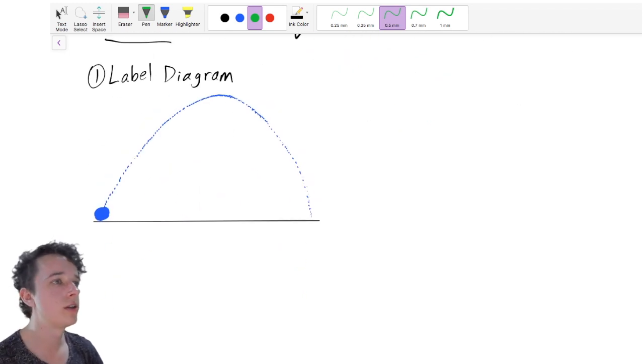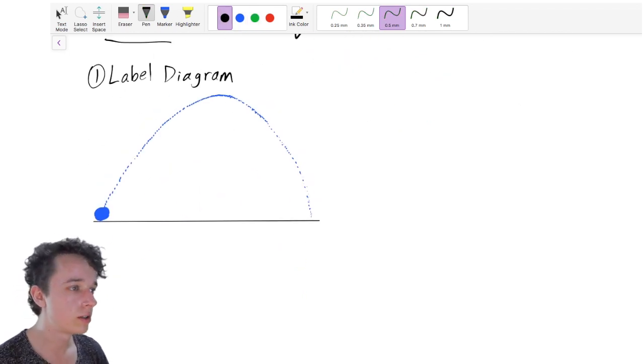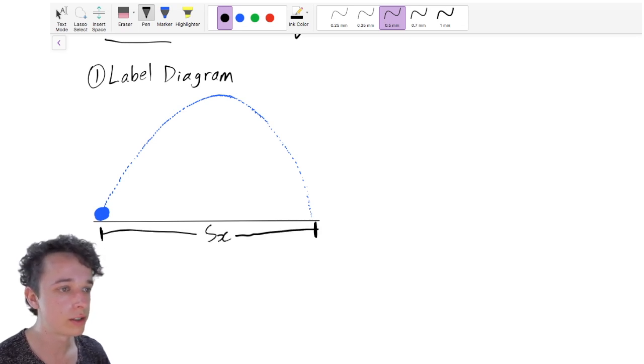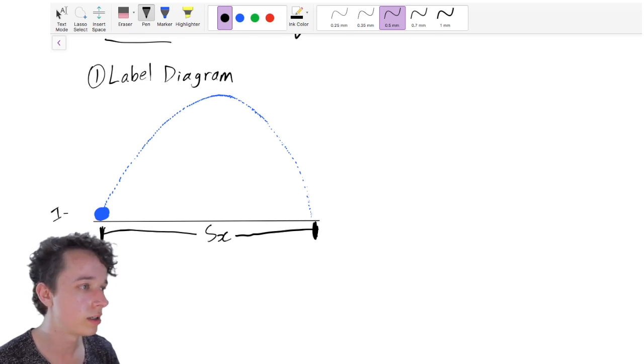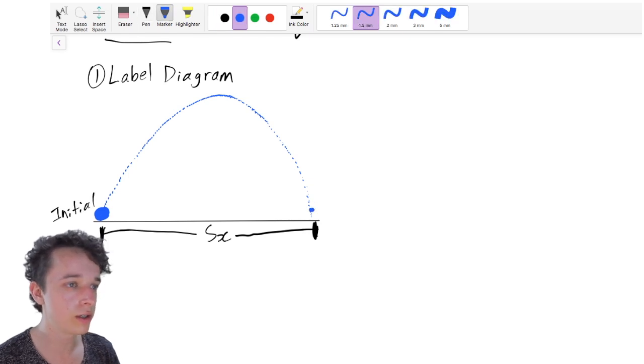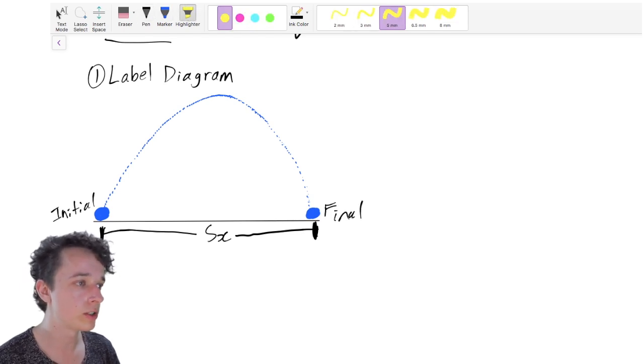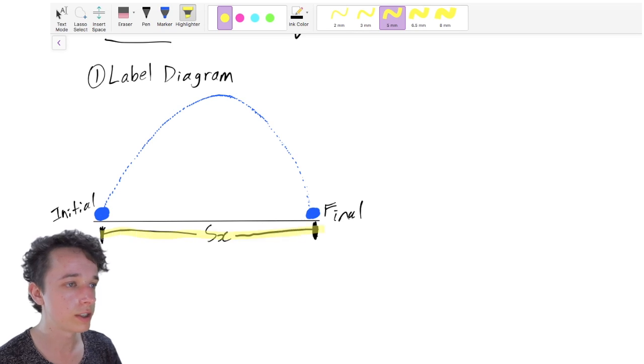So we need to find the distance from the initial position, well, not the distance, I should say the displacement. The displacement from the initial position to the final position, where this is the initial position, and this here is the final position. So a range question is asking us to find this displacement here.